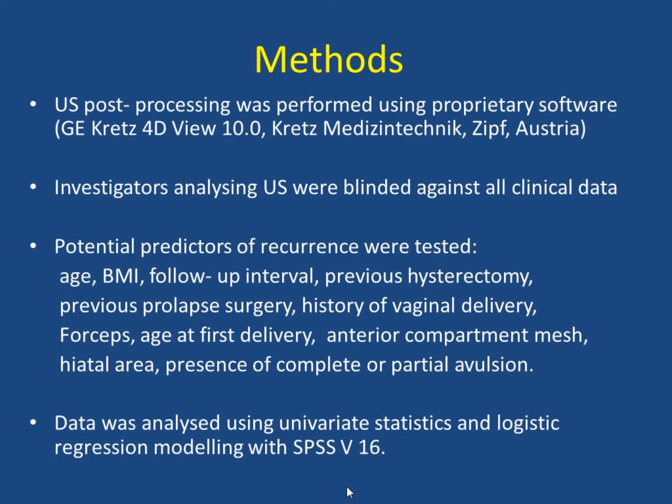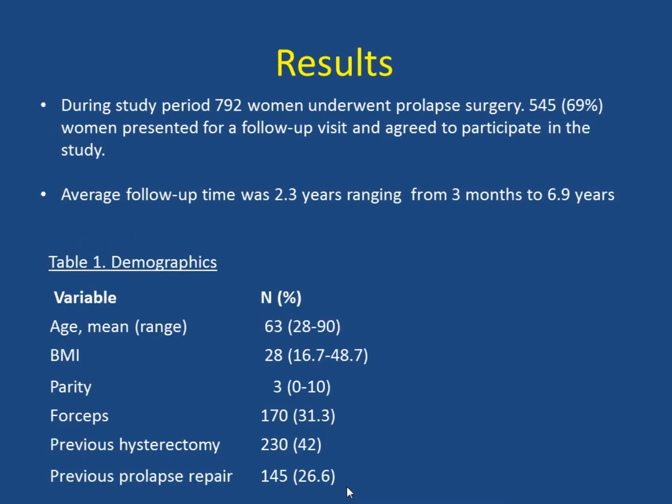Investigators analyzing ultrasounds were blinded to all clinical data, and we tested the following predictors of prolapse recurrence: age, BMI, time to follow-up, previous hysterectomy or previous prolapse surgery, history of vaginal delivery, forceps, age at first delivery, anterior compartment mesh, hiatal area, and presence of complete or partial avulsion. We used univariate statistics and logistic regression modeling. And these are our results.